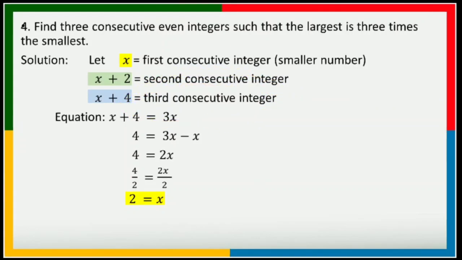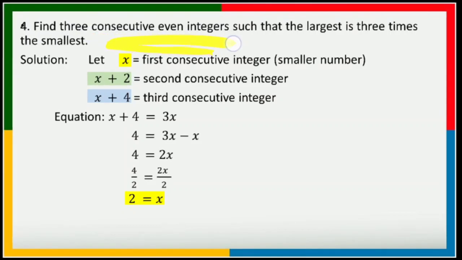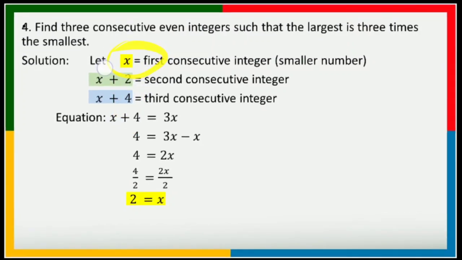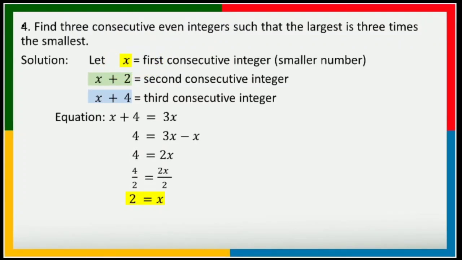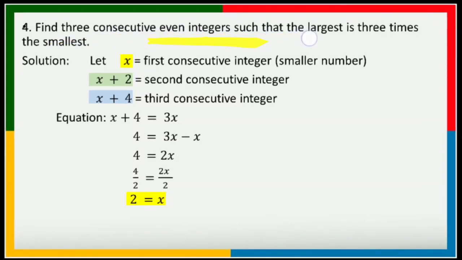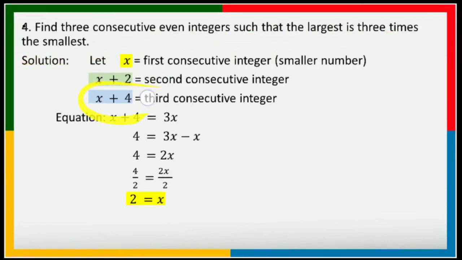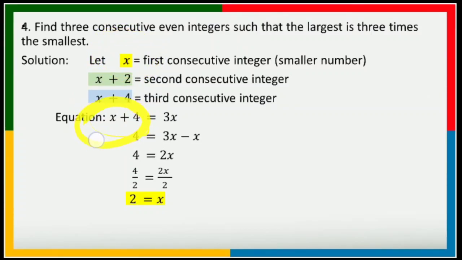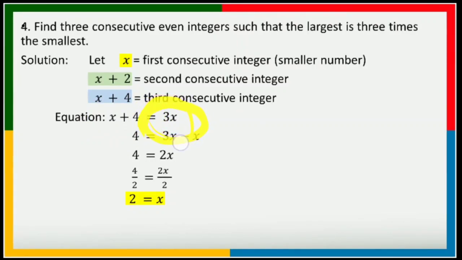Again, if the problem is 3 consecutive even or odd integers, you have to add 2 and 4 to the first integer. So let's analyze the problem. Three consecutive even integers such that the largest is 3 times the smallest. Therefore, the largest, x plus 4, is equal to 3 times the smallest, 3x. So x plus 4 is equal to 3x.